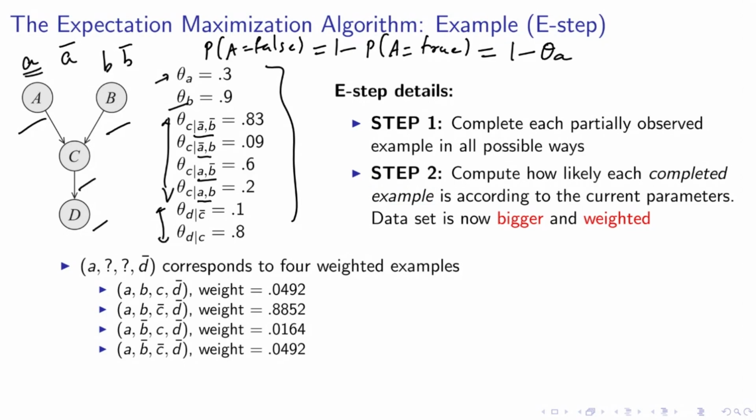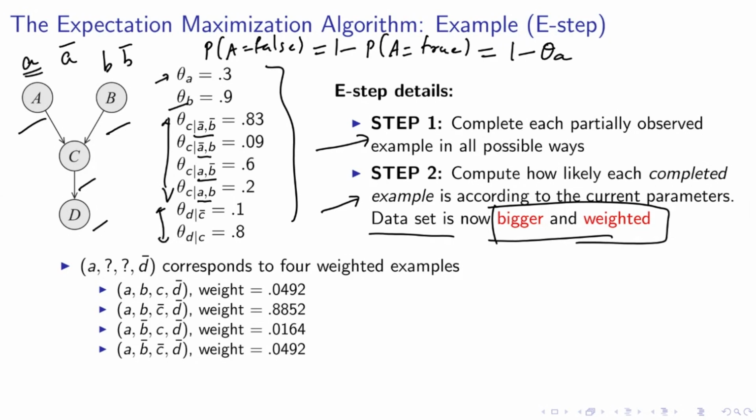In each step, what we do is we first complete each partially observed example in all possible ways, and then for each completed example, we compute how likely that example is according to the current set of parameters. The effect of this step is that the data is now bigger and weighted. And in the M step, if you remember, we are going to do parameter estimation based on this weighted and much larger data set.